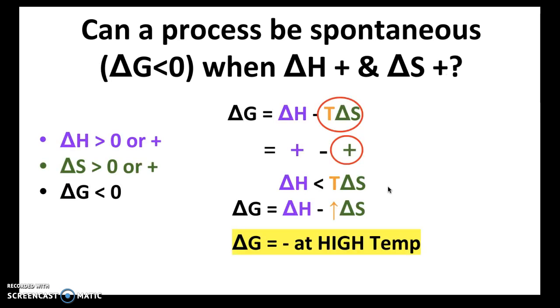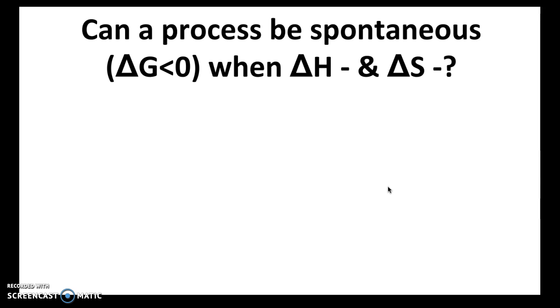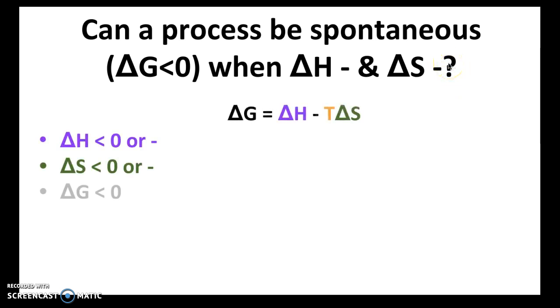Okay, so now we're going to try that one more time, and this time we're going to try it where delta H and delta S are both negative. So in this case, the delta H term is going to be spontaneous, and the delta S term is going to be non-spontaneous. So what must be true in order for the whole thing to be spontaneous?